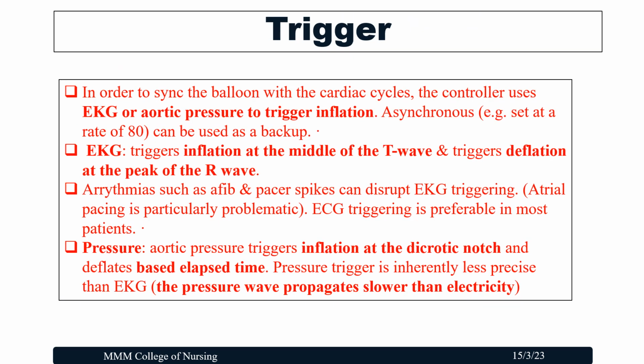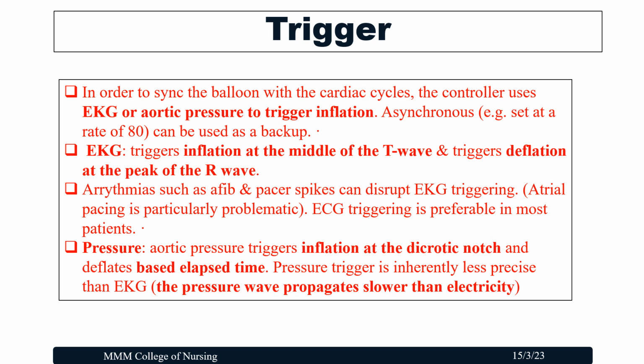Trigger. In order to synchronize the balloon with the cardiac cycle, the controller uses ECG or aortic pressure to trigger the inflation. An asynchronous mode set at a rate of 80 can be used as a backup. ECG can be used as a triggering factor that triggers inflation at the middle of the T wave and triggers deflation at the peak of the R wave.